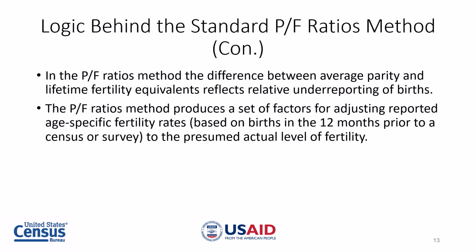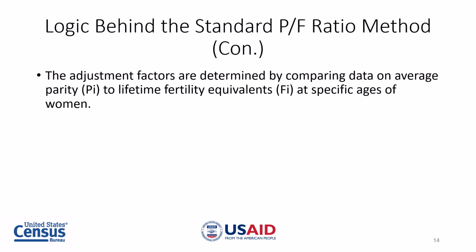The PF ratios method produces a set of adjustment factors for age-specific fertility rates based on mothers' age patterns of children ever born. If the number of births in the prior year is underreported, then measures of average parity and age-specific fertility differ, and your PF ratios are likely larger than 1. In this case, the number of births in the year prior should be adjusted based on age patterns of children ever born alive among women 20 to 34 years of age.